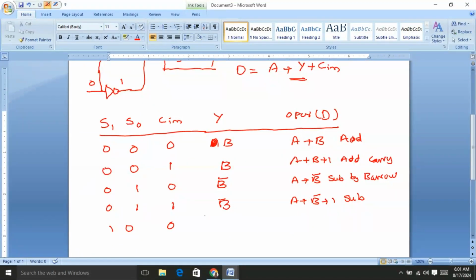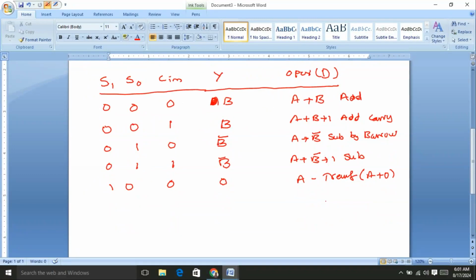So all zeros are transferred and A is transferred. Simply A, that means simply transfer. That means A plus 0, that equal to A. Suppose again I am going to write 1 0, and there is an input carry. All zeros are transferred, but A plus 1, because this operation is D equal to A plus Y plus Cin, right? A plus 1. This is known as the increment operation.